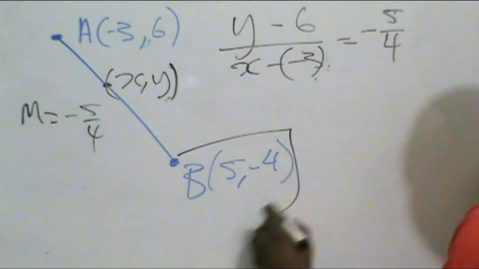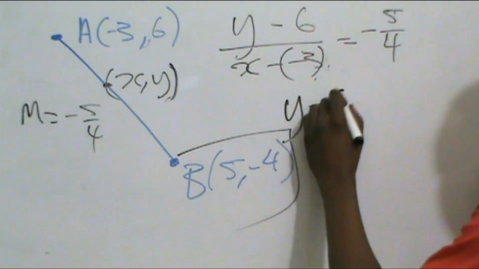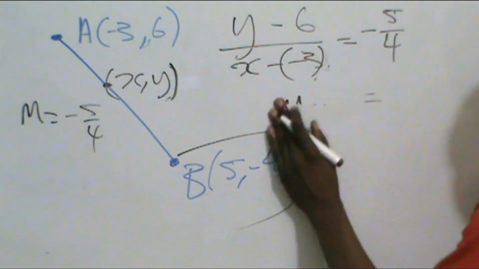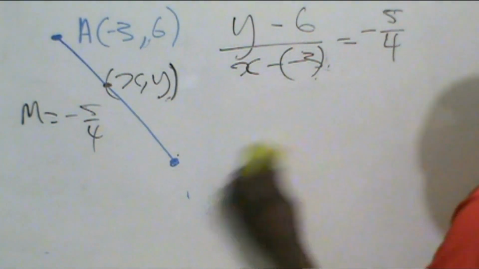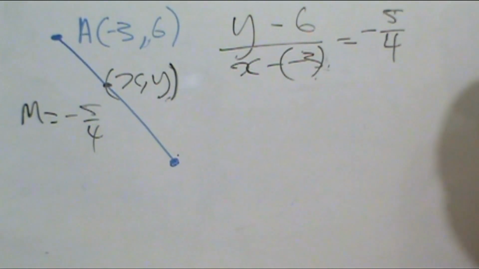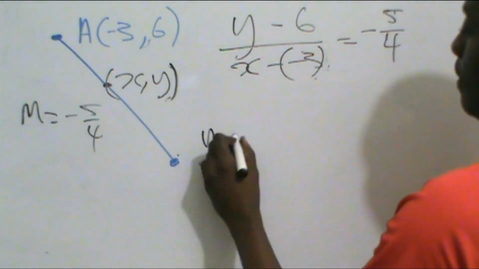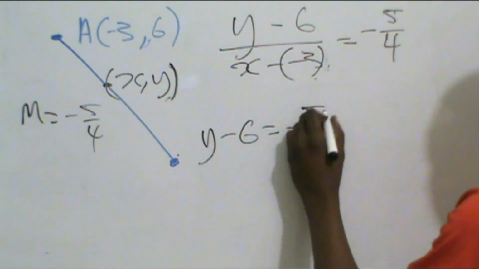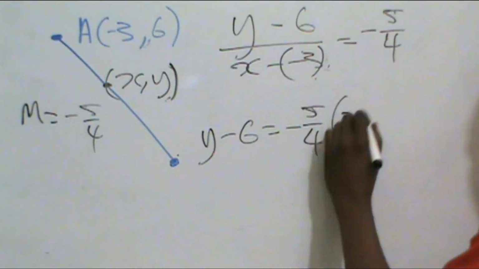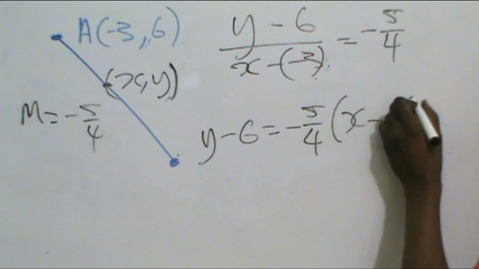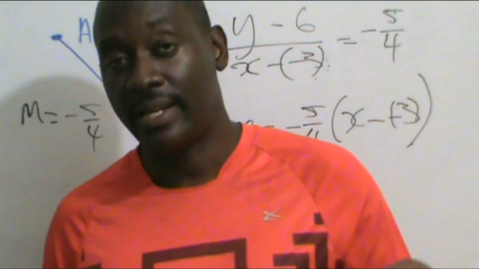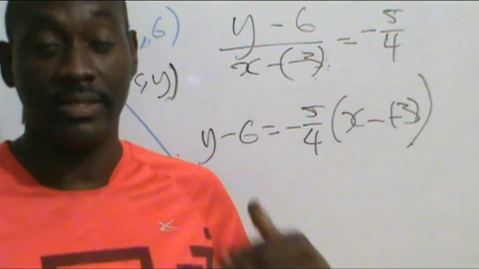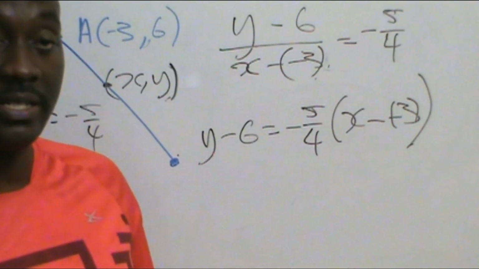So the next line here would be that y minus 6 is equal to minus 5 over 4 into x minus 3, right? So what I will do, I will send a document attached to this video where I'm going to finish the calculations, right?